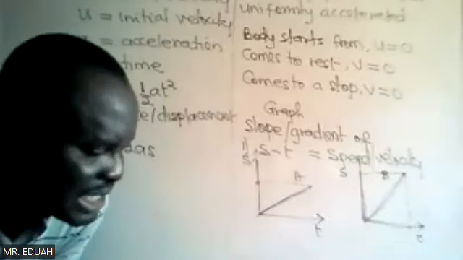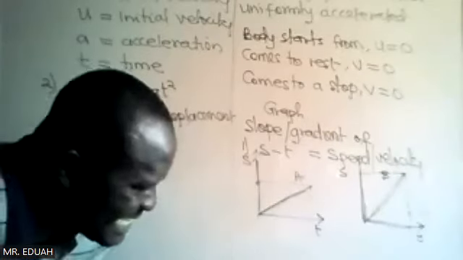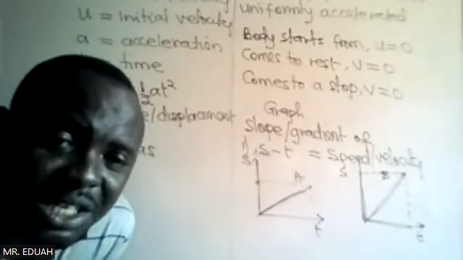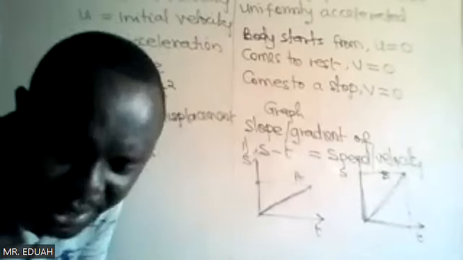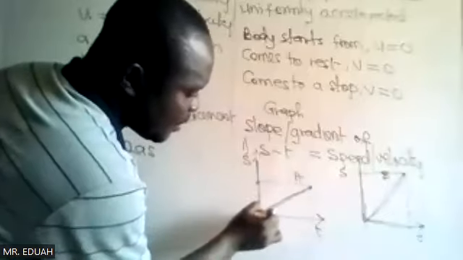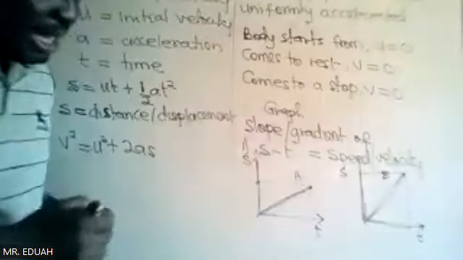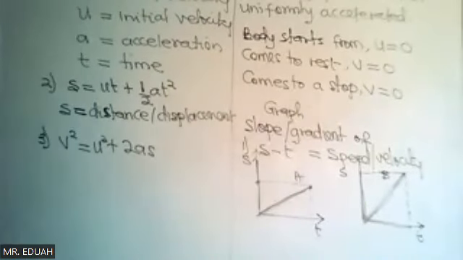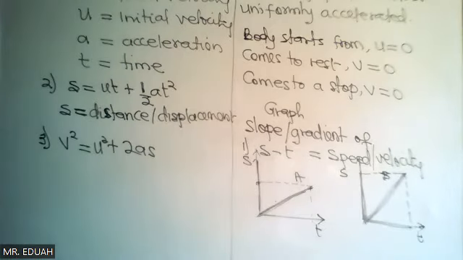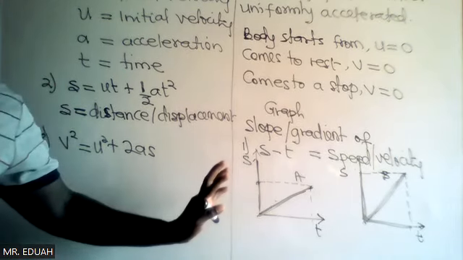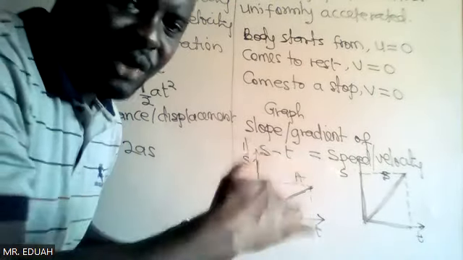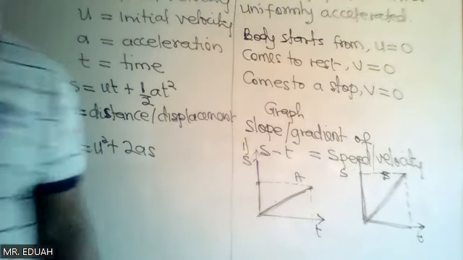The other point to look at is that the steepness of the slope informs the magnitude of the speed or velocity. Look at these two. If these two are mountains or hills, and you are asked to climb, which of them will be difficult? Will it be A or B? B. And so how it is slanted is the steepness or slopiness. The greater the slope, the greater is the velocity or the speed.